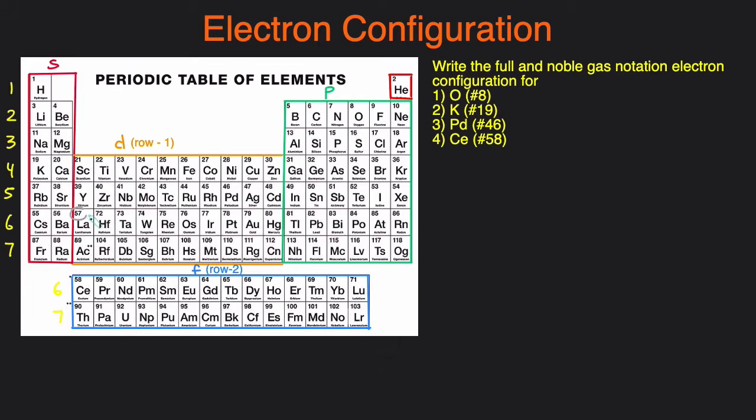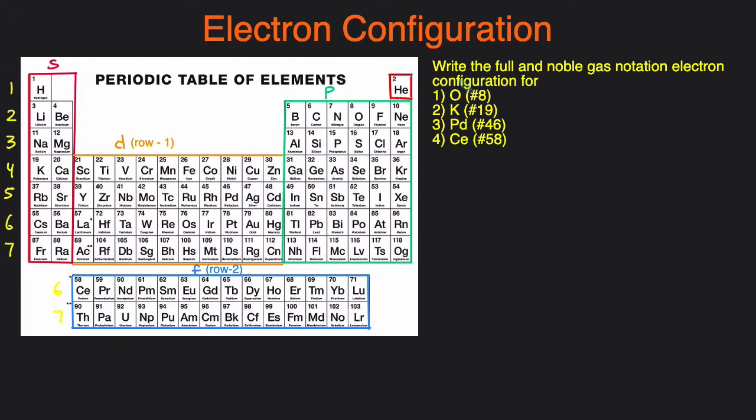You can see this is 57, and then this is 58. So that means this is supposed to be fitted in right here afterward. So this is the sixth row, and then this is the seventh row. So this is going to be called 4f because it's the row minus 2, and then this is 5f because 7 minus 2 will give you 5. Once you have an understanding of that, then we can move on and talk about electron configuration.